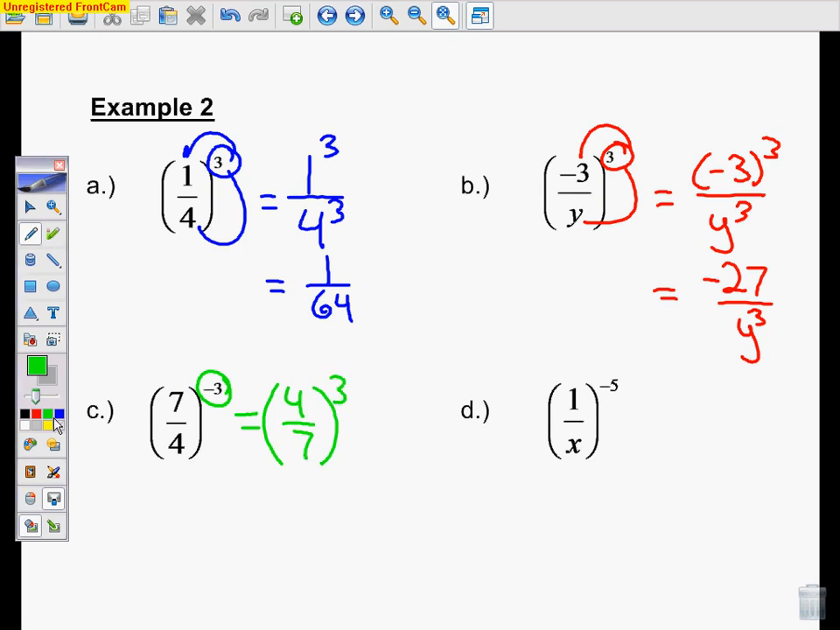Then we could take that positive 3 and distribute it into the quotient. So that'd be 4 to the 3rd over 7 to the 3rd.